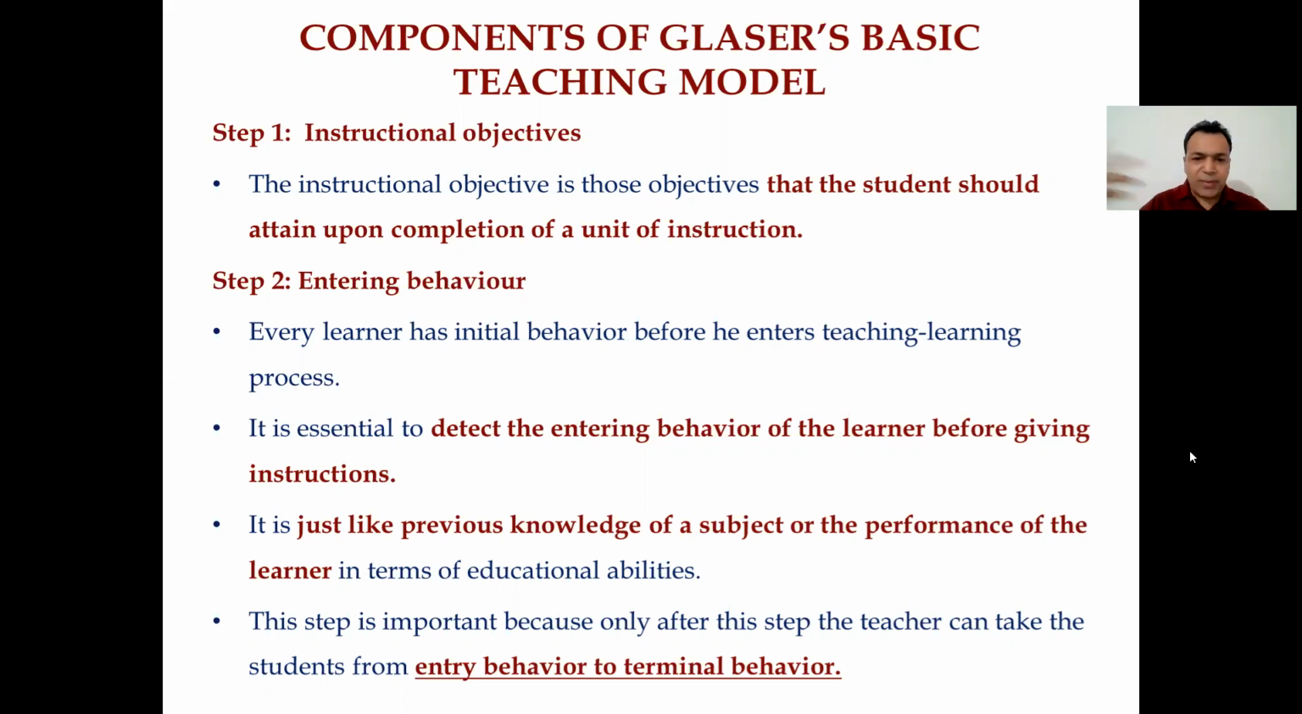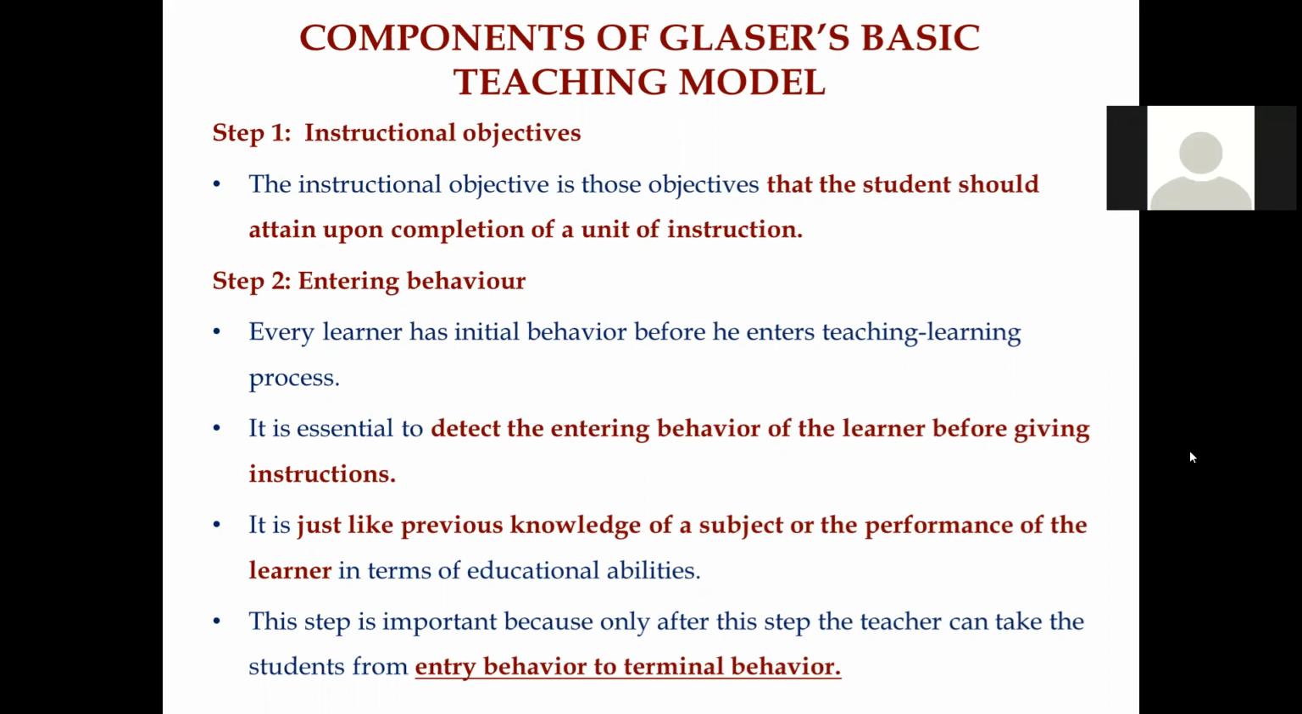Next, it is just like previous knowledge of the subject, or the performance of the learner in terms of educational abilities. It means in front of you there are 25-30 students you are going to teach. At least as a teacher, this model says that you should know the abilities and previous knowledge of the student in terms of education. What is the level of the student? In simple terms, first of all you should know the level of the student. Then you have to select your instructional material according to the mind level of the student.